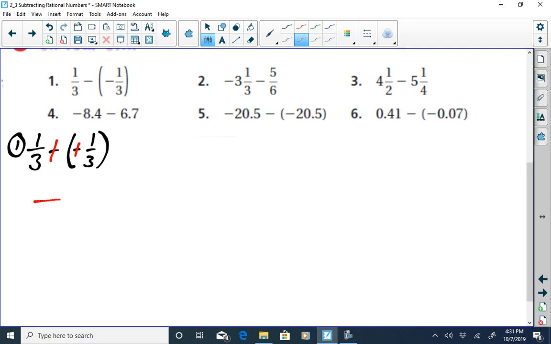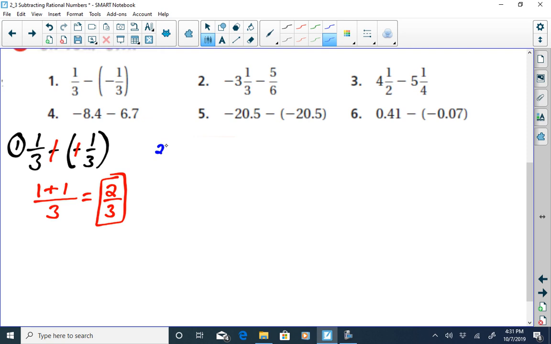So I can rewrite with a common denominator, and my numerator is going to be 1 plus 1. 1 plus 1 in the numerator. I add my numerators. 1 plus 1 gives me 2. The denominator is going to be 3. So problem number 1 would be 2/3.